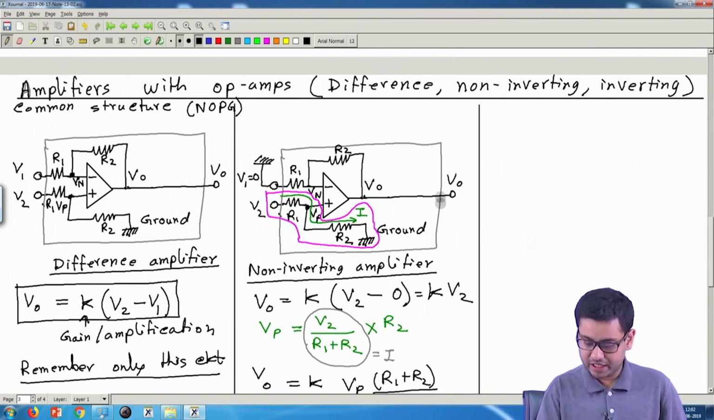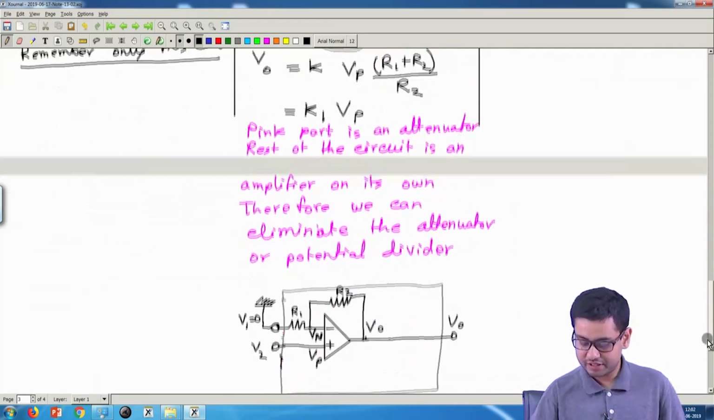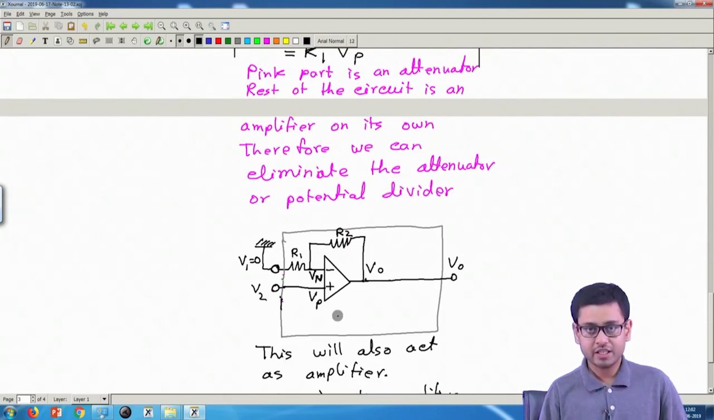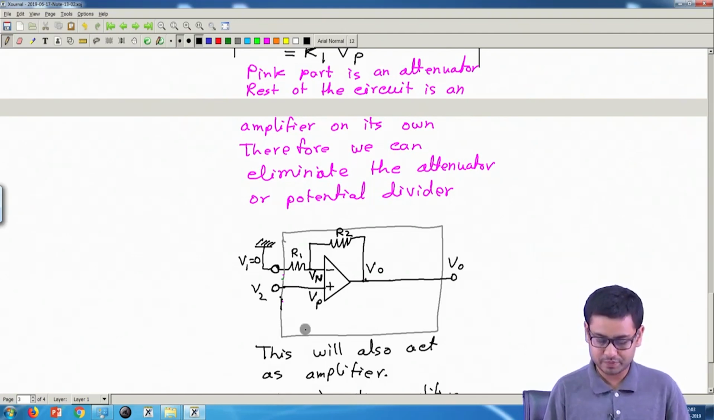Then this circuit becomes like this, and then you observe, okay, this is nothing but a potential divider. So the input is first getting reduced and then getting amplified. So why, if I just want to amplify, do I need this attenuator? I can connect the input directly here. So that's what we have done. Then it becomes the standard non-inverting amplifier which you might have seen in books. You do not have to remember it separately.